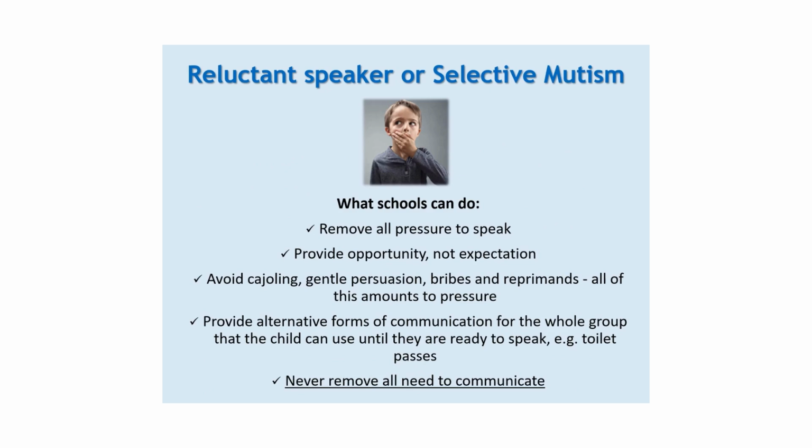Reluctant speaker or selective mutism. What schools can do. Remove all pressure to speak. Provide opportunity, not expectation. Avoid cajoling, gentle persuasion, bribes and reprimands. All of this amounts to pressure. Provide alternative forms of communication for the whole group that the child can use until they are ready to speak, for example, toilet passes. And never remove all need to communicate.